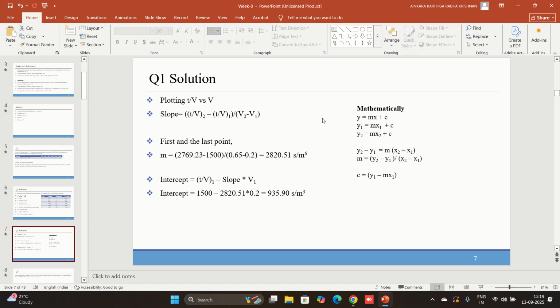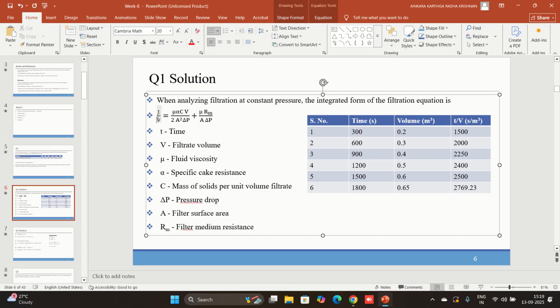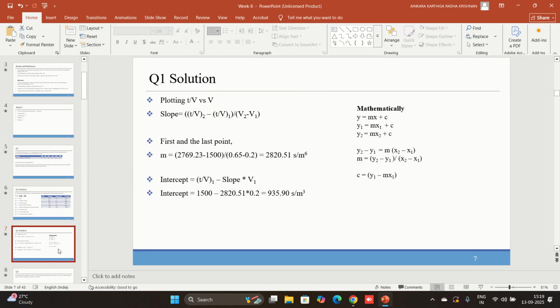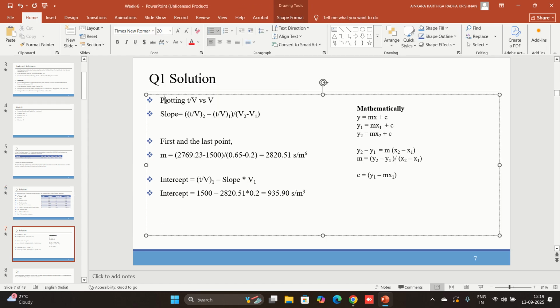Now we are simply assuming that equation as y is equal to mx plus c. So t by v becomes y and v here is the x. This becomes m apart from v, and this becomes the c intercept. So now what we have to do is plot t by v versus v, and we can get the slope similar to the mathematical concept that we use in general. So it becomes y2 minus y1 by x2 minus x1. y here is t by v, so t by v2 minus t by v1 divided by v2 minus v1.